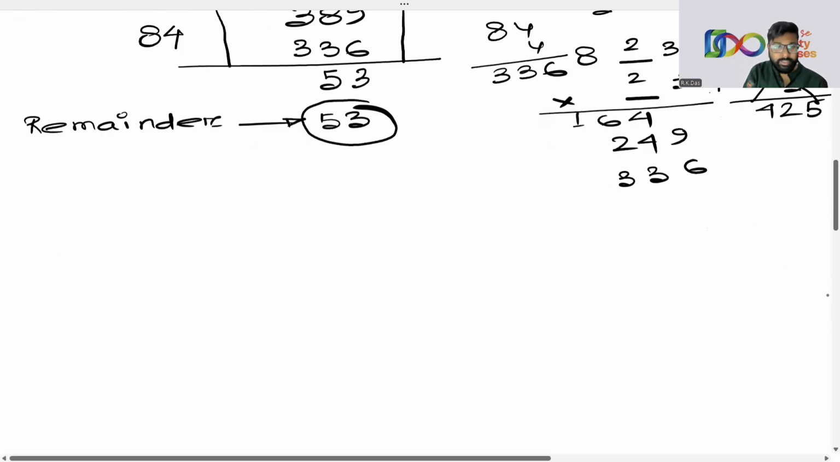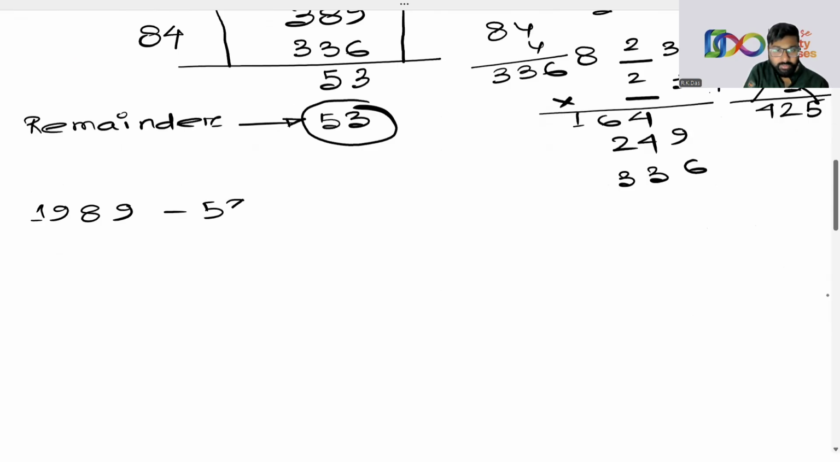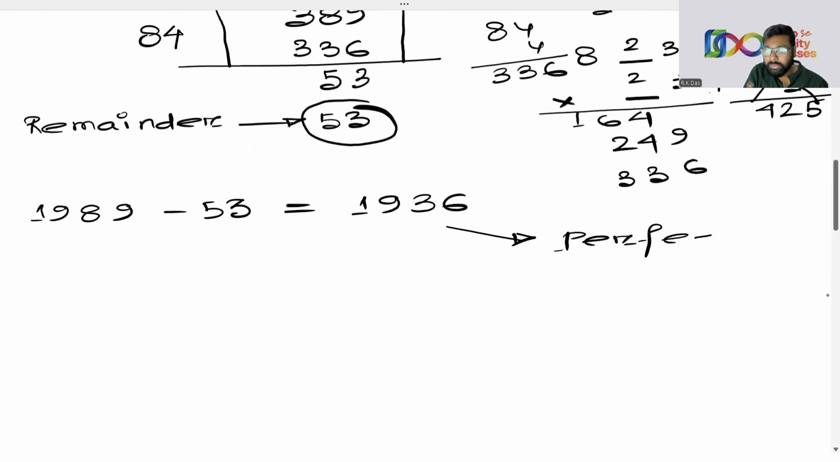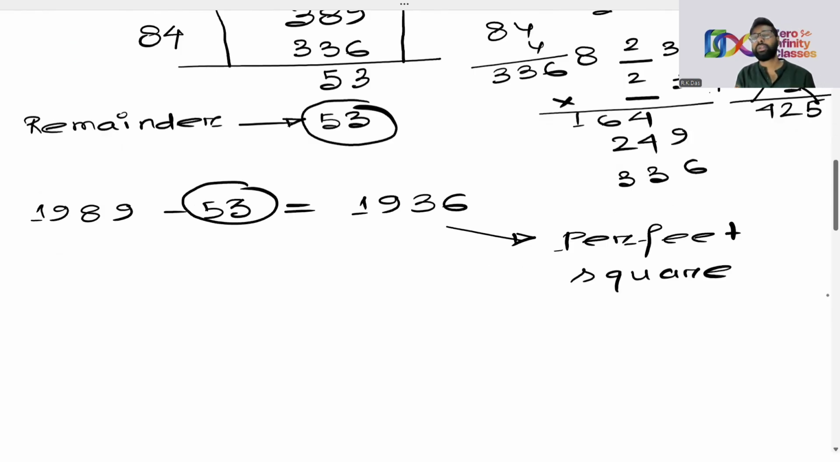So if the question is for 1989, if I subtract 53 from 1989, that number will be 1936, which is a perfect square. So the answer will be 53. Now the question is, what will be the square root of the number that we obtained?